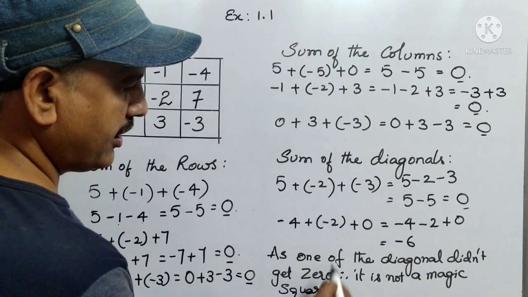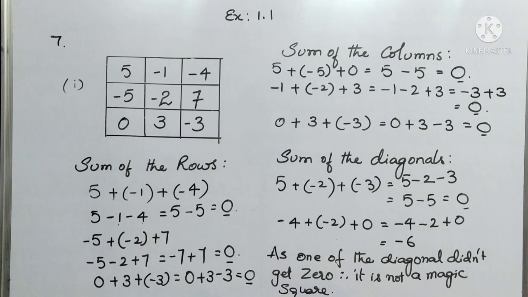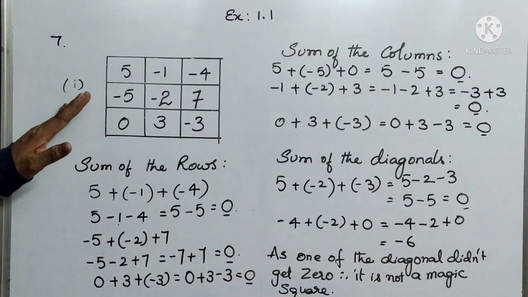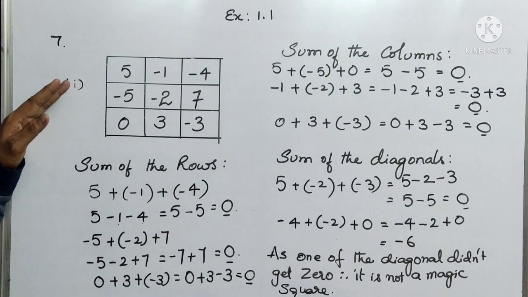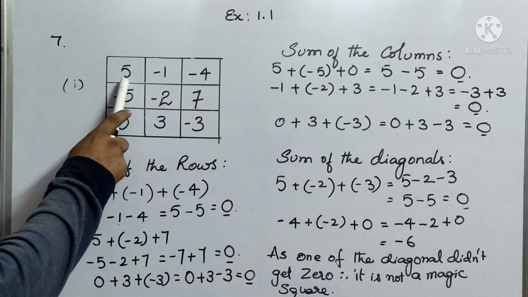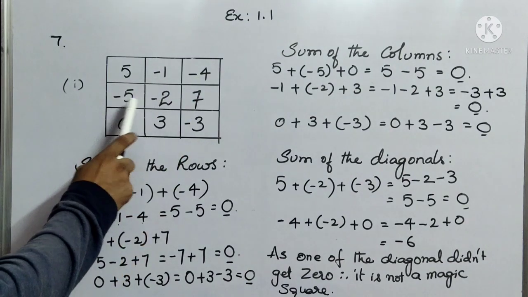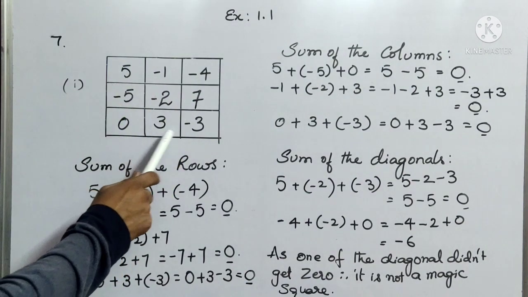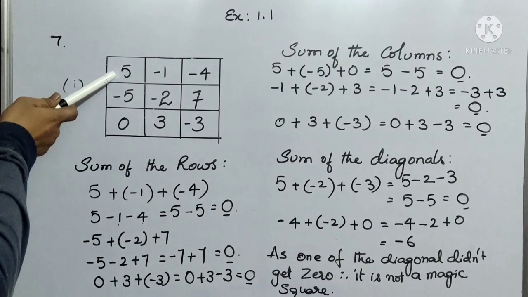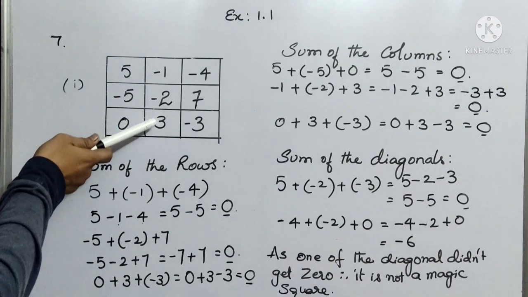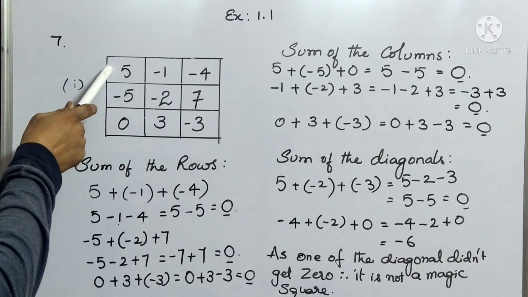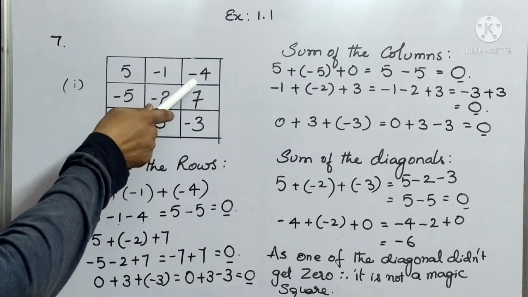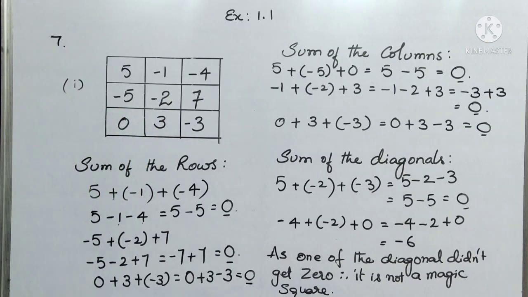So did you understand clearly, children? Now this one also I am going to give in the classwork. You can copy very neatly. Is it clear now? See here, rows: 5 minus 1 minus 4, minus 5 minus 2 7, 0 3 minus 3. Columns: 5 minus 5 0, minus 1 minus 2 3, minus 4 7 minus 3. Diagonals: 5 minus 2 minus 3, minus 4 minus 2 and 0. So is it clear now? Up to here it is clear.